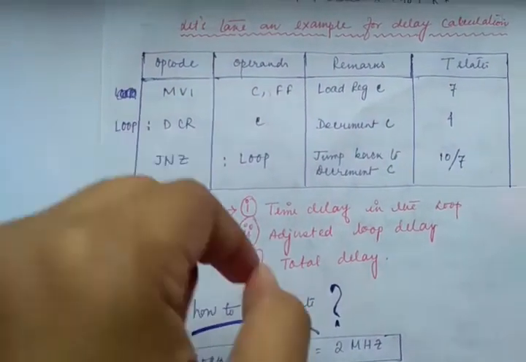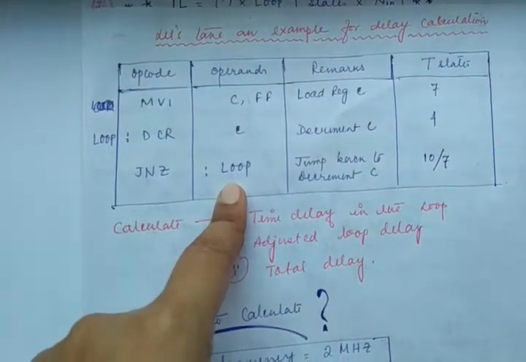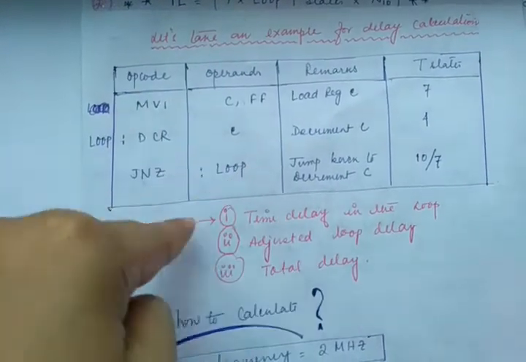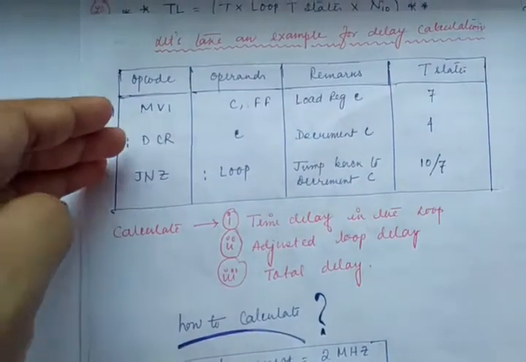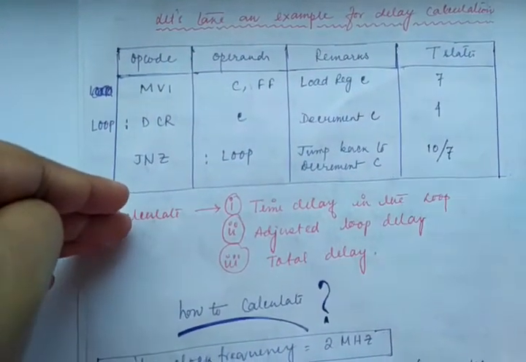So what is the indication? That is the loop. Here I have used the loop, and here I have used the loop. So the loop is built up in between these two instructions: this DCR and this jump if not 0, right?